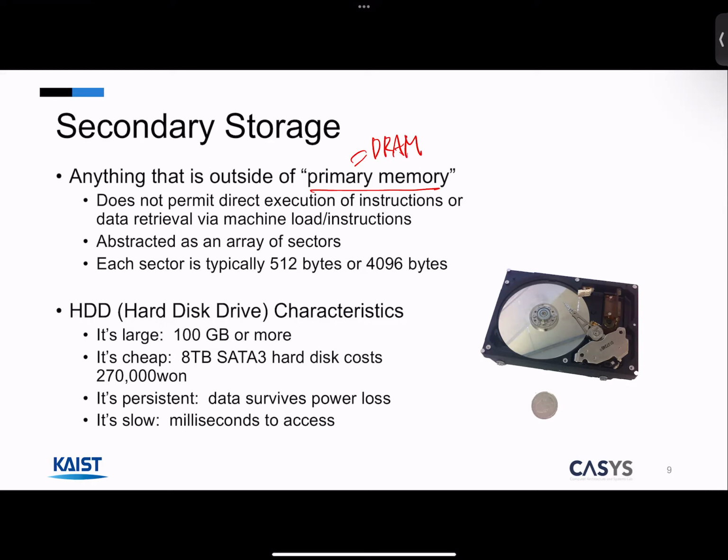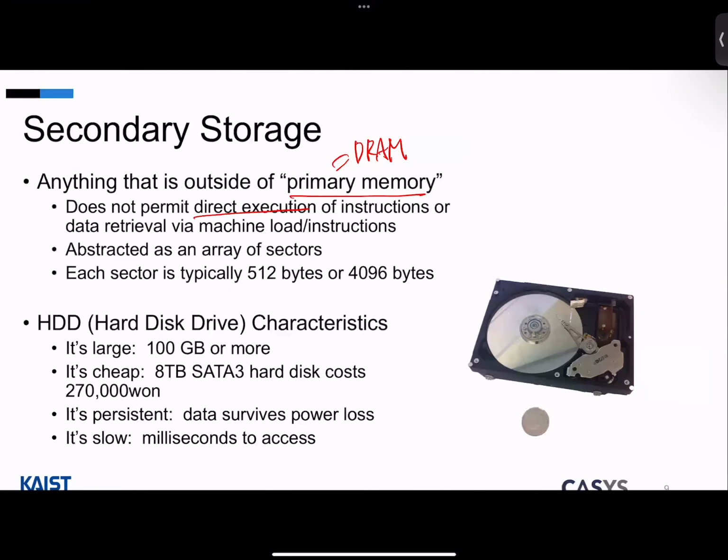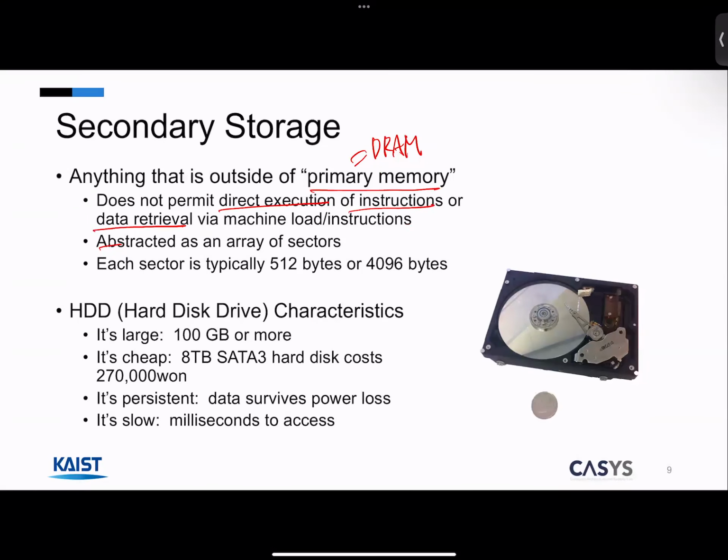So the characteristic of a secondary device is that it does not permit the direct execution of instructions or data retrieval via machine load and store instruction. So in case of DRAM, you can use, for example, the MOV instruction, taking a register value. This register value comes from the DRAM and is put into a CPU register. If you write some value to the RAX register, then it goes to DRAM.